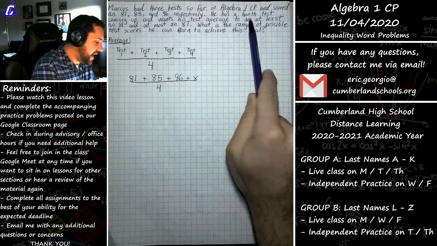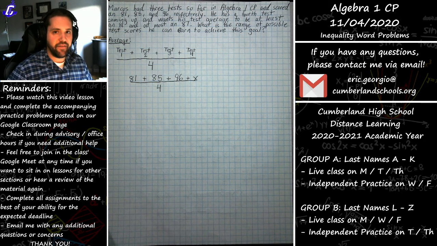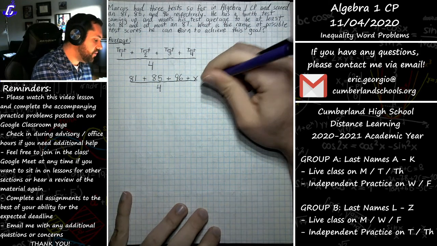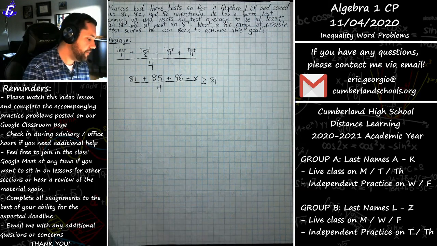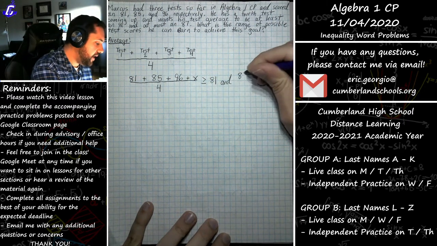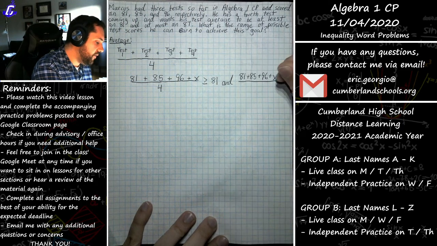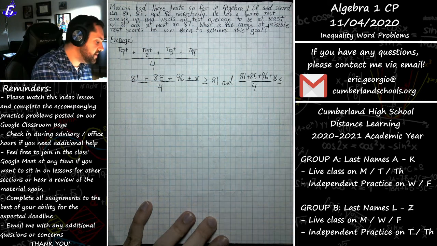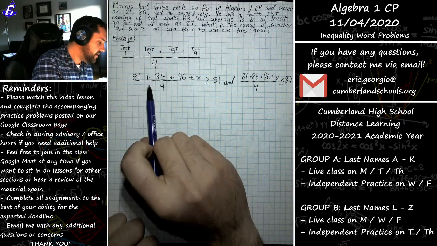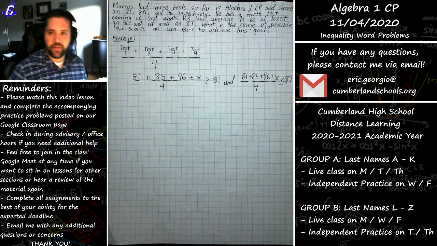He wants his test average to be at least an 81 and at most an 87. So if it has to be at least an 81, that means that this has to be greater than or equal to 81, right? And this as well, 81 plus 85 plus 96 plus x over 4, has to be less than or equal to 87, right? Because if it's going to be at least 81 and at most 87, then it has to be between there, okay?